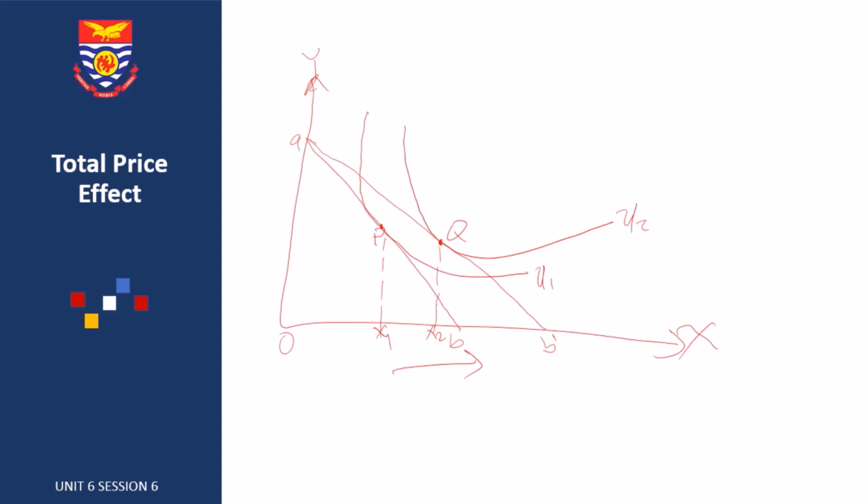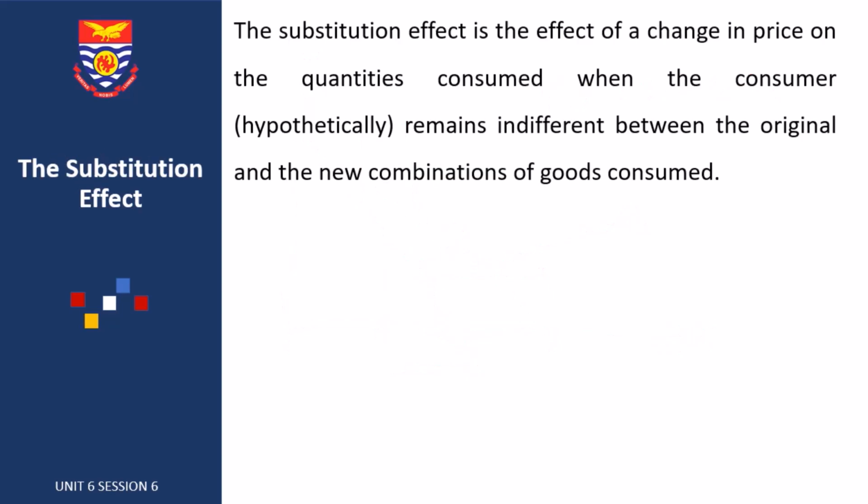Normally, we will say the total effect is the addition of the two. That is, the total effect, TE, is equal to substitution effect plus what? Income effect. We are going to talk about the substitution effect and income effect separately in this very session. So let's talk about the substitution effect. Now, the substitution effect is the effect of a change in price on the quantities consumed when the consumer remains indifferent between the original and the new combination of goods consumed.